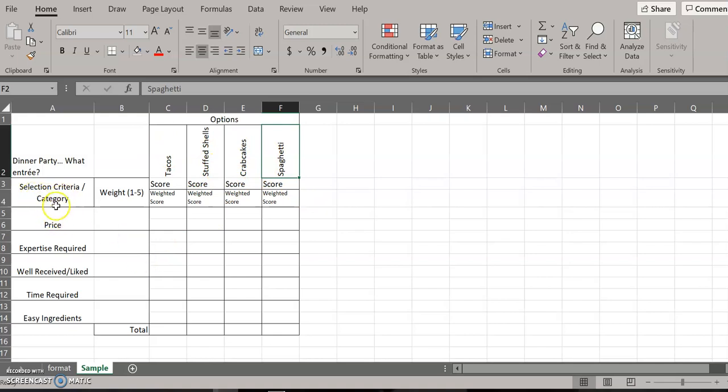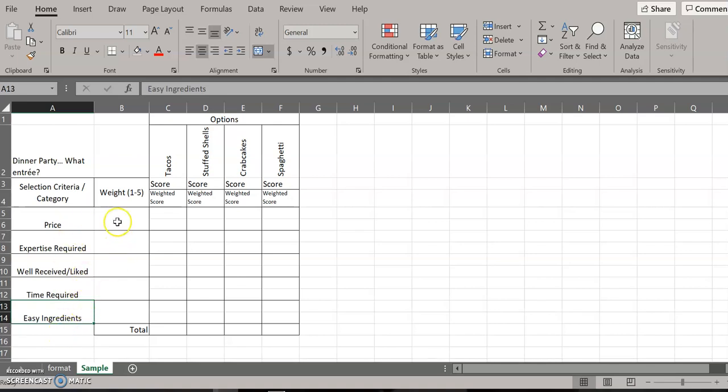And for the selection criteria, what we decided to put in was price. How expensive is it? How much expertise is required? Is it well received, liked by a lot of people? How much time is required to do this? And are the ingredients easy to get?